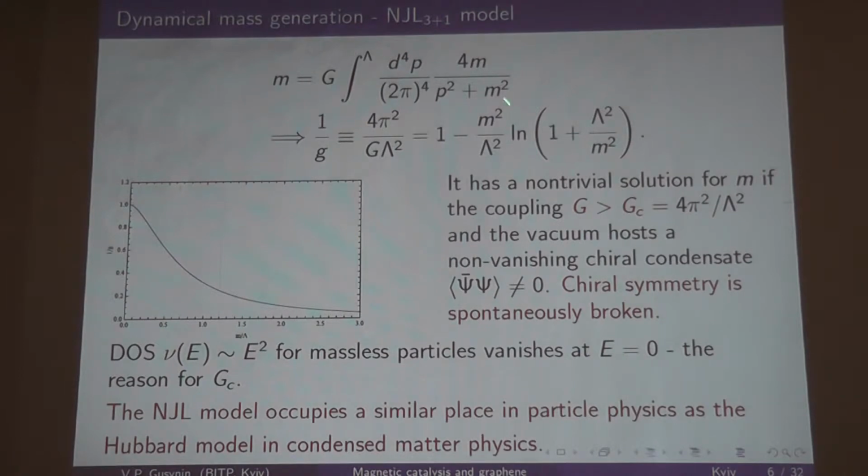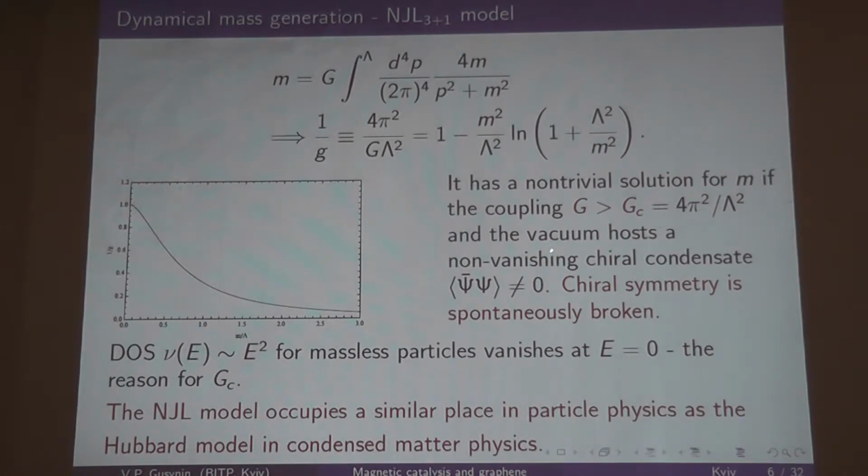A non-trivial solution exists if the coupling constant exceeds some critical one. It's easily seen from this graph, because this curve goes in such a way that you need G greater than the critical one in order to cross this line. So in this case, you get a non-zero condensate, and chiral symmetry is spontaneously broken.